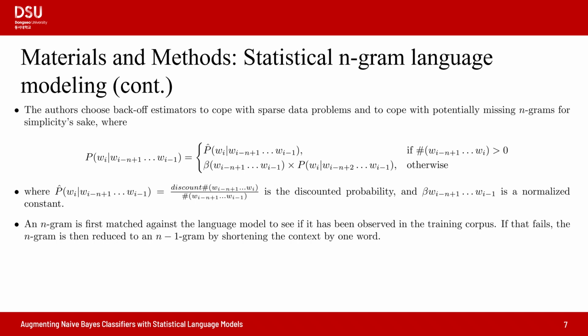Continuing on that, the authors choose a back-off estimator to solve this sparse data problem and to cope with potentially missing n-grams, so we don't encounter novel n-grams during training. For simplicity's sake, the back-off estimator was the most straightforward and easiest estimator of the ones that the authors show in the paper, and it is given as such.